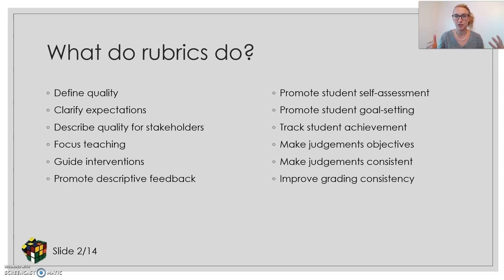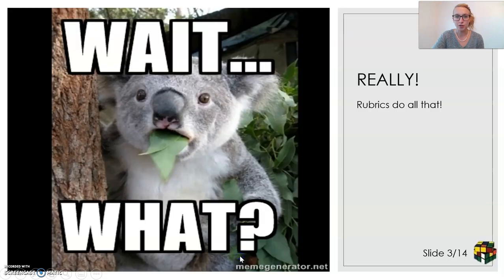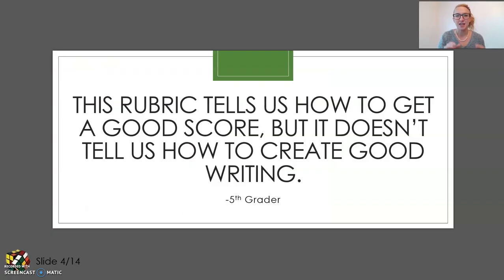So rubrics, especially when used so students can self-assess as well, help define quality, clarify expectations, describe quality for stakeholders, focus our teaching, guide interventions, promote descriptive feedback, as well as student self-assessment and student goal setting. They also help us track student achievement and make judgments both objective and consistent, which overall improves our grading consistency. Now at this point, you might be saying, wait, what? Yes, really, rubrics can do all that.